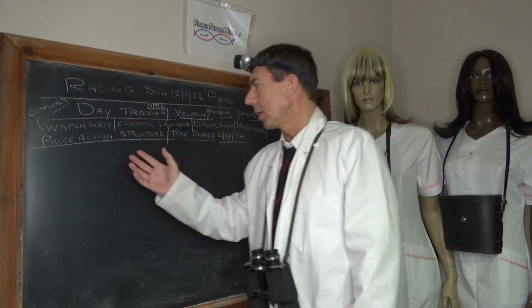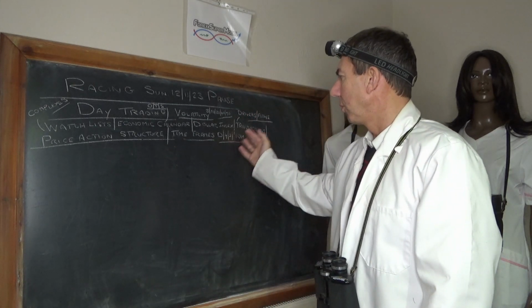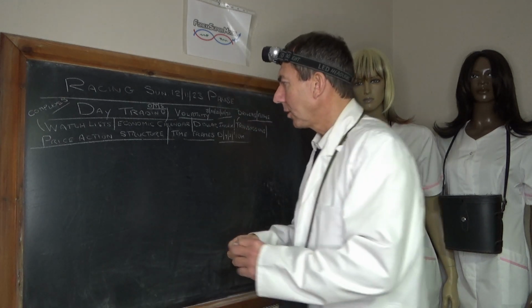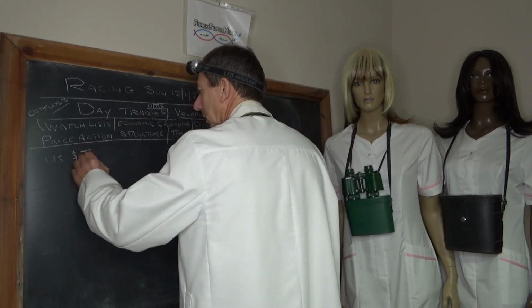And now we're going to start looking at price action structure, time frames on daily, 4 hour, 1 hour, 10 minutes, and this is really starting to get into the meat of how we're going to trade. So we've gone high tech. We've got the coloured chalk out. So if you're looking at the dollar index, the US dollar index.